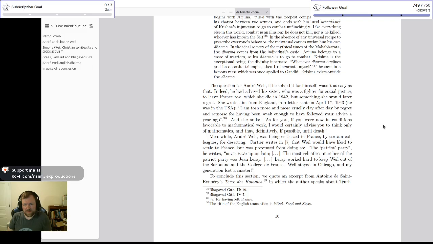Meanwhile, André was being criticized in France by certain colleagues for deserting. Cartier writes in number 7 that Weil would like to have settled in France, but was prevented from doing so. The Patriot Party, he writes, never gave up on him. The most relentless member of the Patriot Party was Jean Leray. Leray worked hard to keep Weil out of the Sorbonne and the Collège de France. Weil stayed in Chicago, and my generation lost a master.